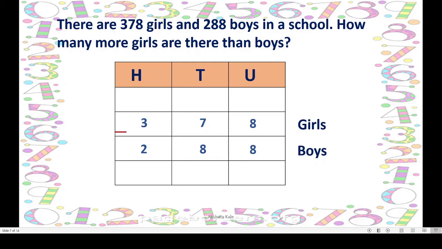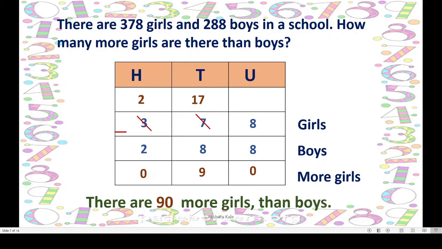So in the unit place 8 minus 8, that is 0. In the tens place 7 minus 8, not possible. So 7 borrows from 300. So it becomes 17 and 3 becomes 200. Isn't it? Now 17 minus 8 is equal to 9. And 2 minus 2 is equal to 0. So 90 more girls are there than boys.